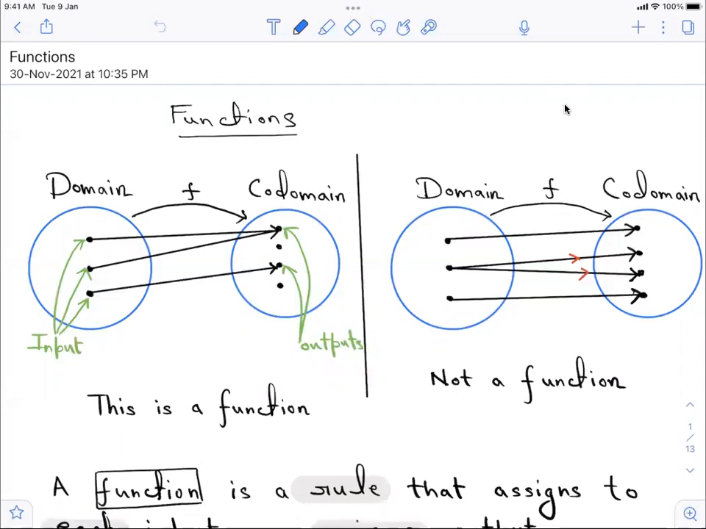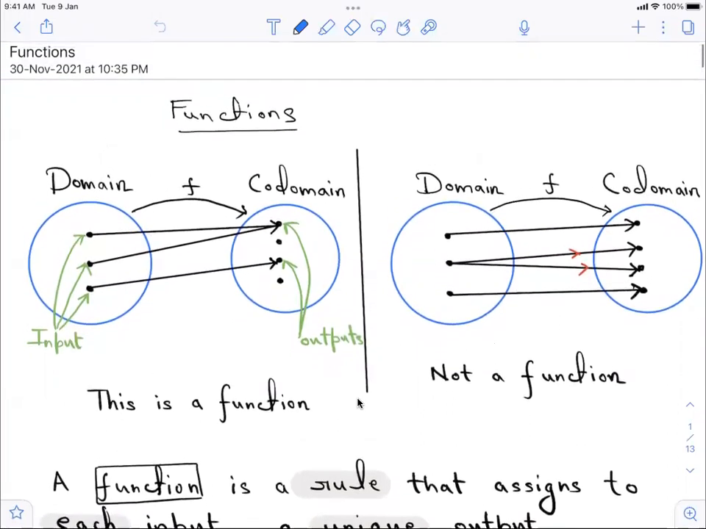So today we'll start talking about functions. So basically a recap of whatever you have learned. Okay, so what is a function?